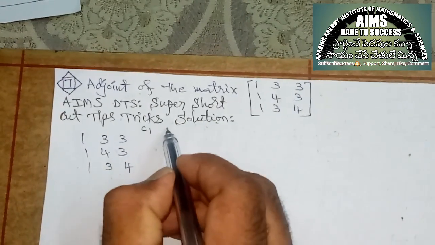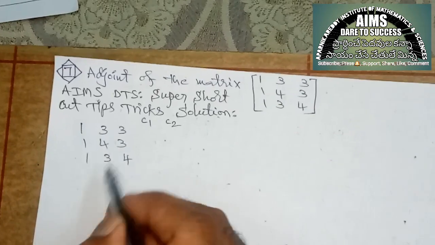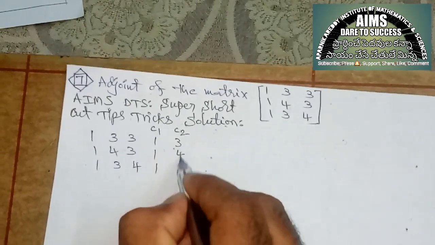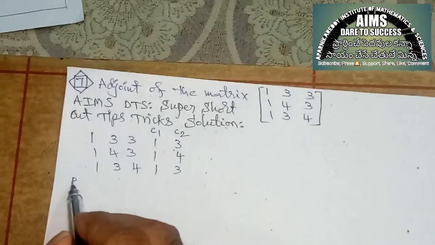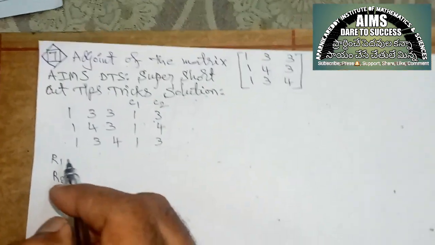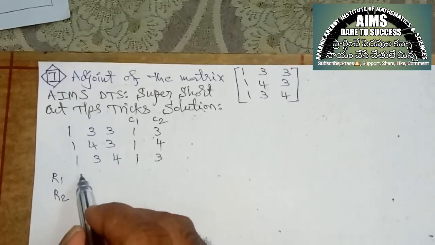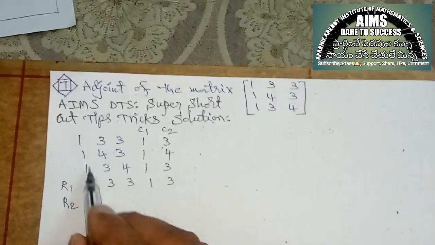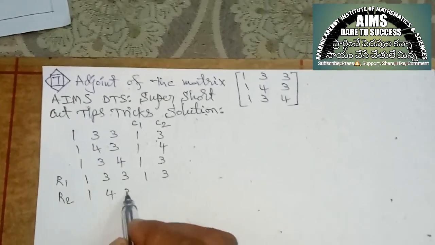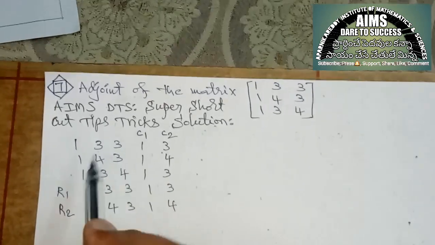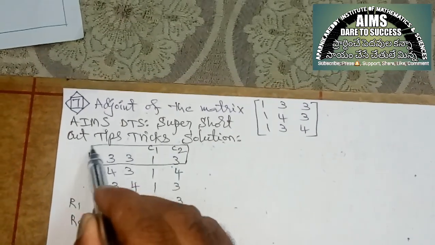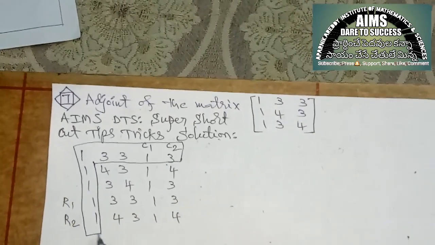After writing this, write column 1 and column 2 as it is. Column 1 is 1, 1, 1; column 2 is 3, 4, 3. I want to write row 1 and row 2 as it is from this. Row 1 is 1, 3, 3, 1, 3. Next, row 2 values are 1, 4, 3, 1, 4. After writing this part, you have to remove column 1 and row 1.